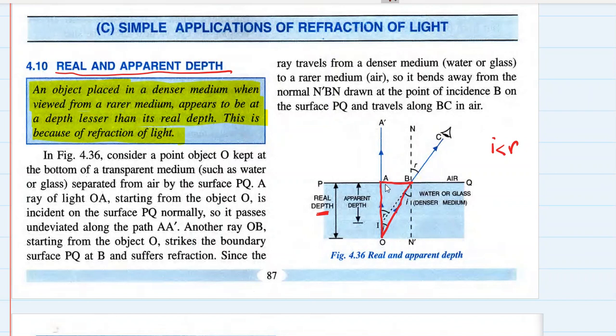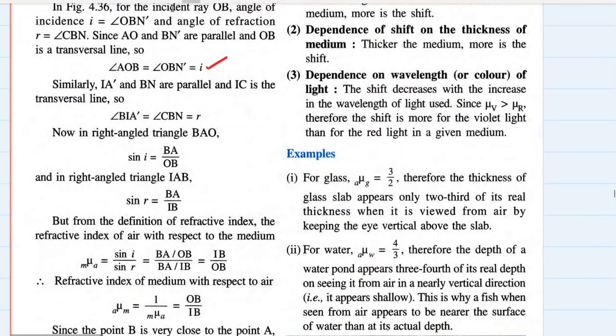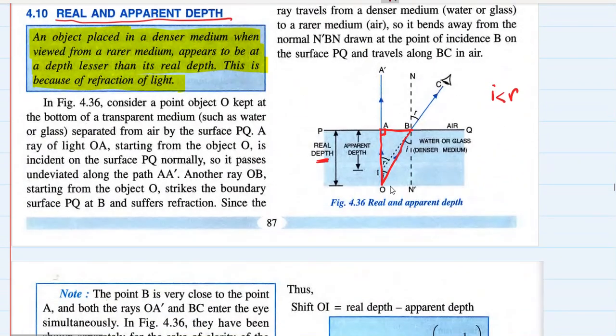Okay, can you see right angle triangle BAO? This is the right angle. In this right angle triangle BAO, they are saying sine i. Do you see this angle i? Sine of this angle, sine i. Now what is sine i equal to?